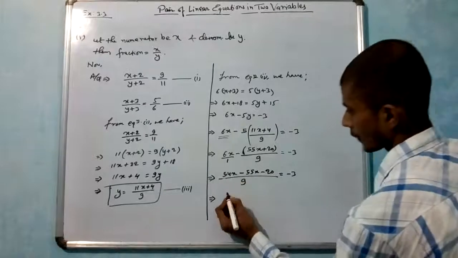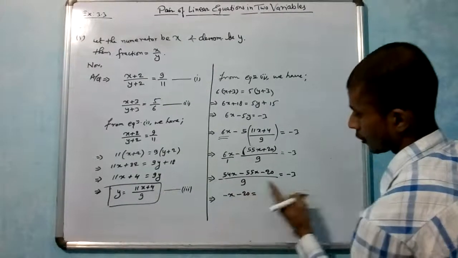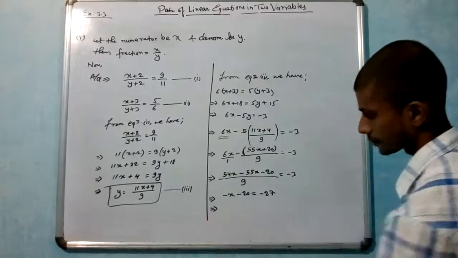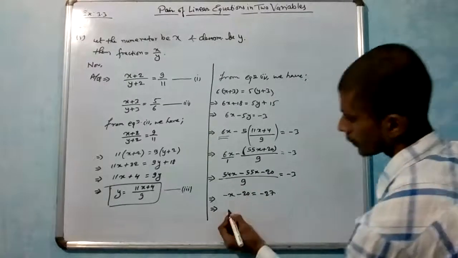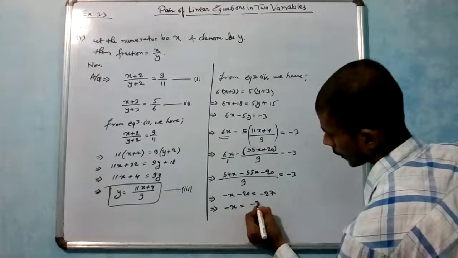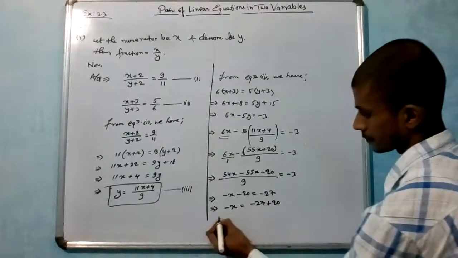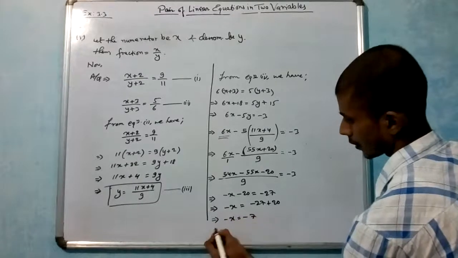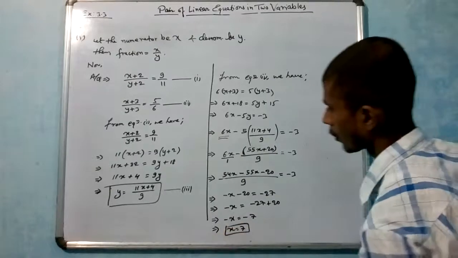No. So 54x minus 55x, how much? Minus x. Minus 20 is equal to how much? 9 3 is 27, minus 27. Correct? Now I am bringing all this side, or let this be minus x this side only, no problem. Minus 27 and this minus 20 this side will become plus 20, isn't it? So we are getting minus x is equal to minus 7, which implies x is equal to 7. We got x equals 7.